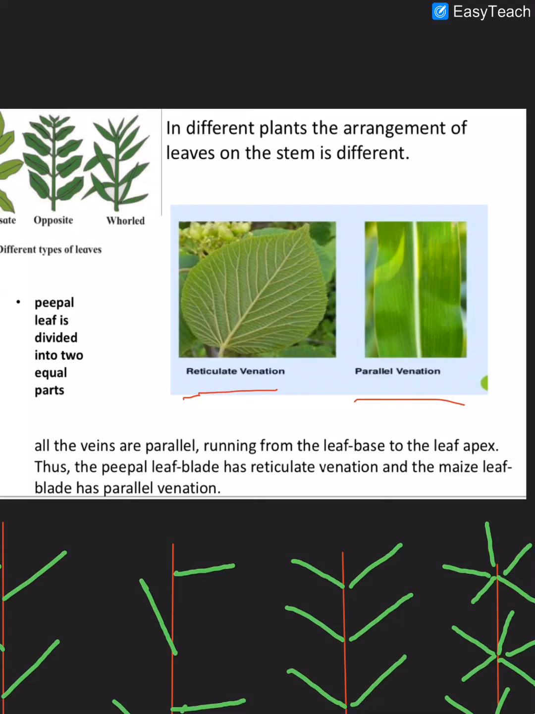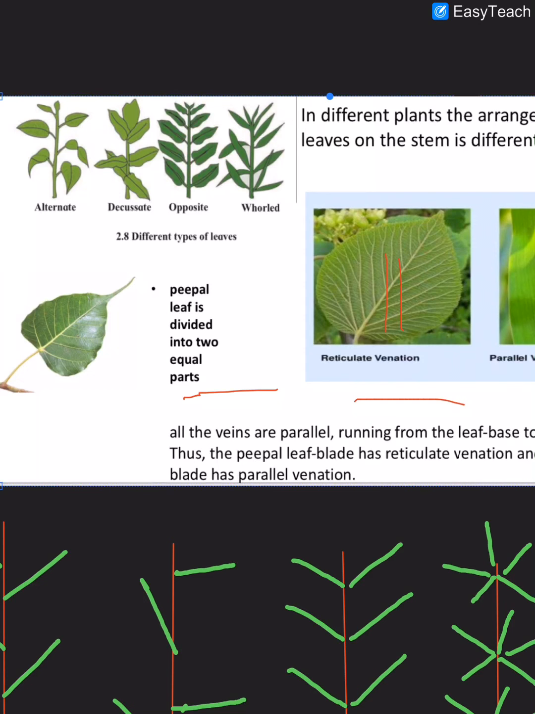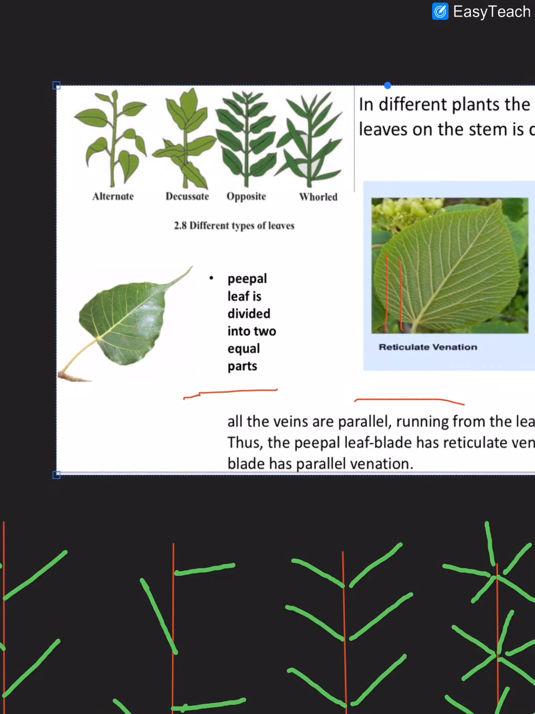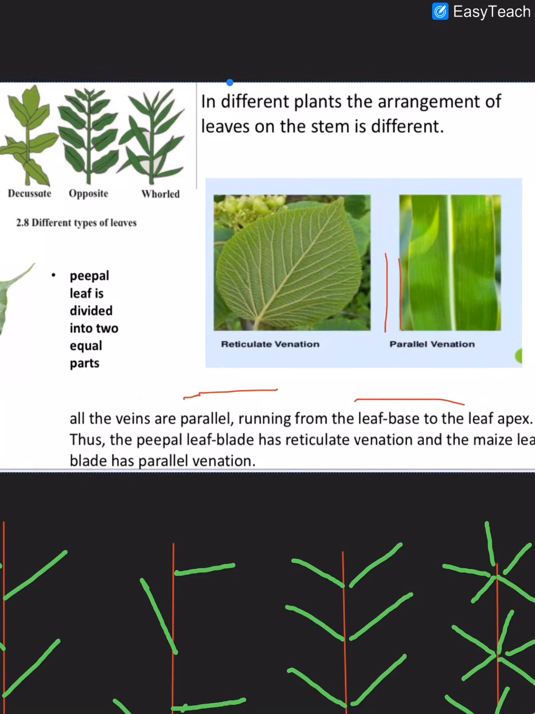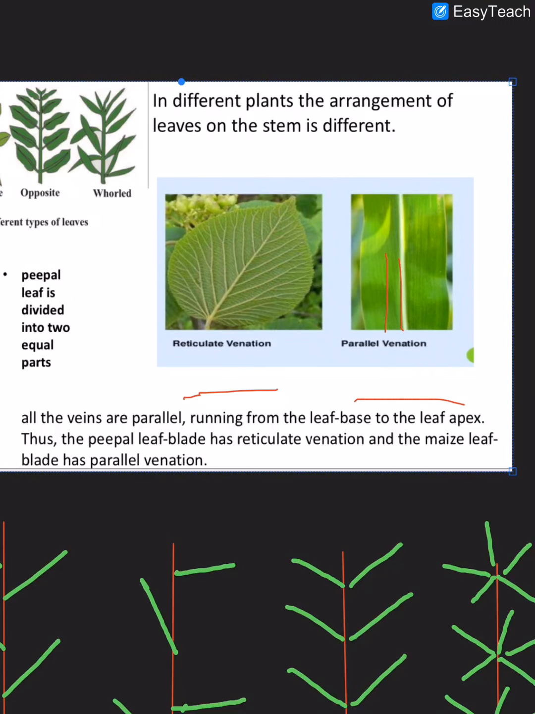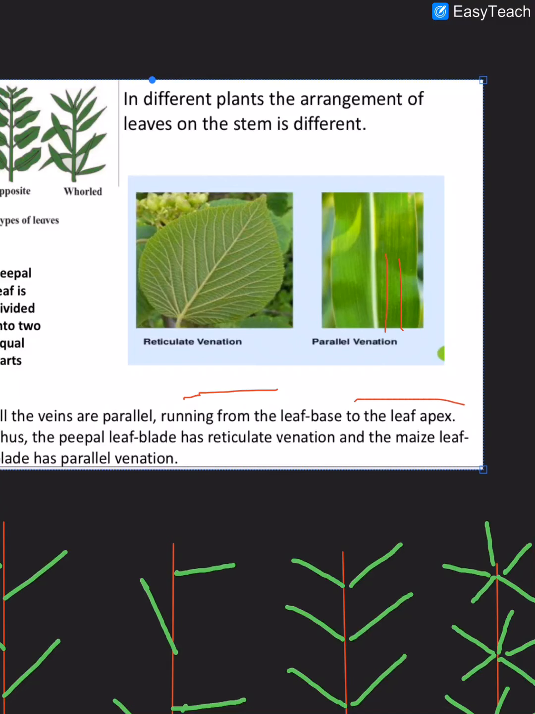In reticulate venation, one main vein, the midrib, will be there, and from the midrib so many other branches grow. And in parallel venation, you can see the veins run parallel, like this. All the veins are parallel, running from the leaf base to the leaf apex. A peepal leaf blade has reticulate venation. You can see in the peepal, the leaf is divided into two equal parts. This is an example of reticulate venation. And in a banana leaf, you can see the veins run parallel to each other, so it is an example of parallel venation.